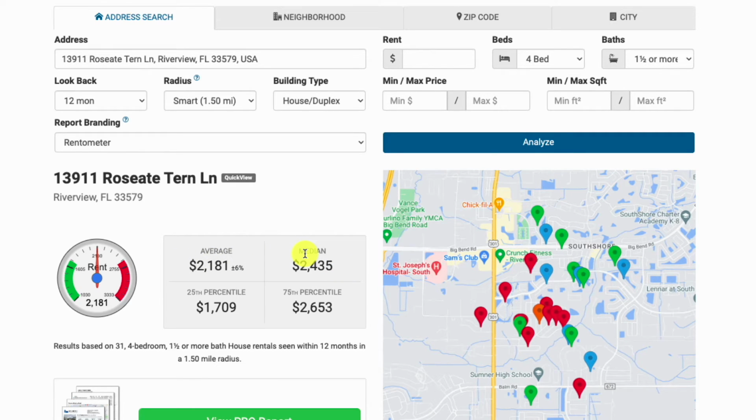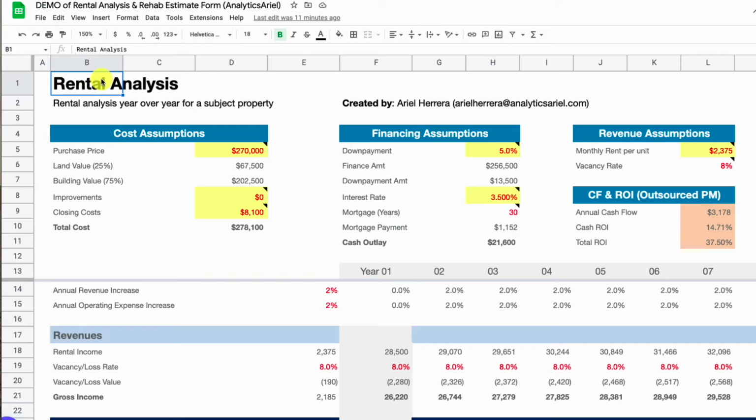If you wanted to get more information on getting rental data and getting it programmatically, please check out my prior videos on that. So let's go over the spreadsheet. Everything in yellow is what you need to populate.